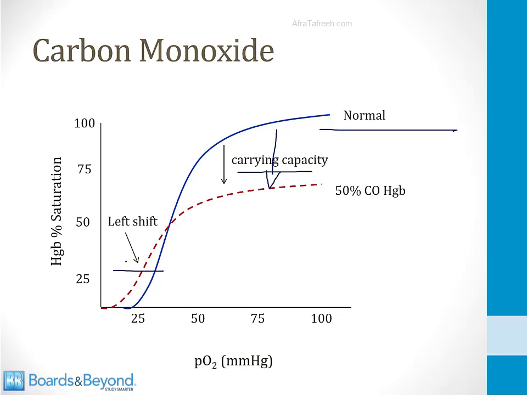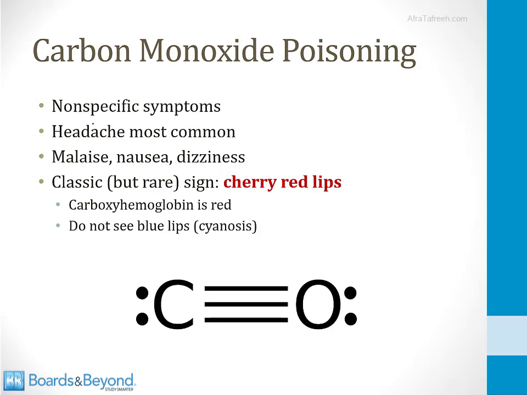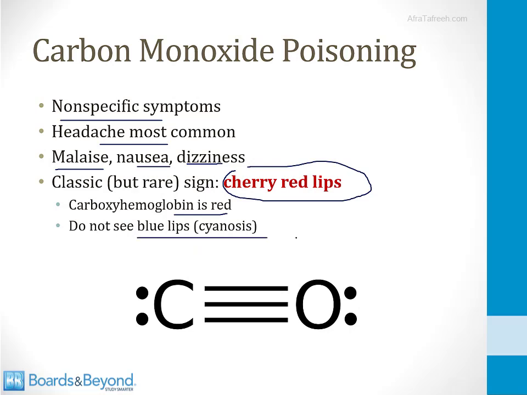In addition, there's a leftward shift, so when you get down into lower partial pressures, more oxygen remains bound than if you were operating on the blue curve. People who are exposed to carbon monoxide poisoning usually have nonspecific symptoms. Headache is the most common, but they can also say that they have malaise or nausea or dizziness. A classic but very rare finding is to have cherry red lips. This occurs because carboxyhemoglobin is red, and so these patients will develop red lips, very different from the blue lips you see in patients who are cyanotic.